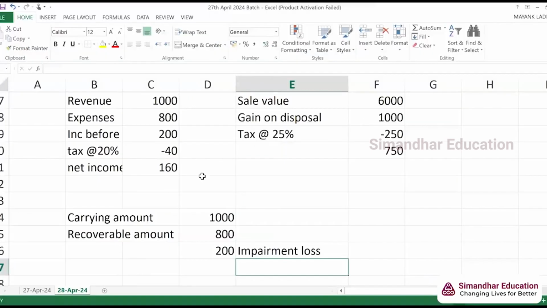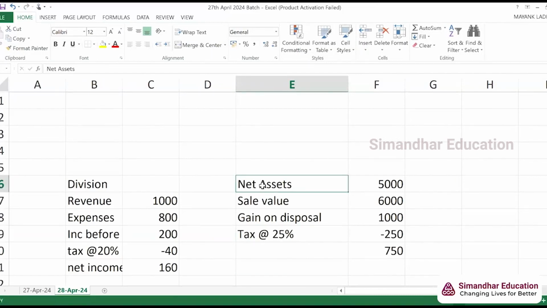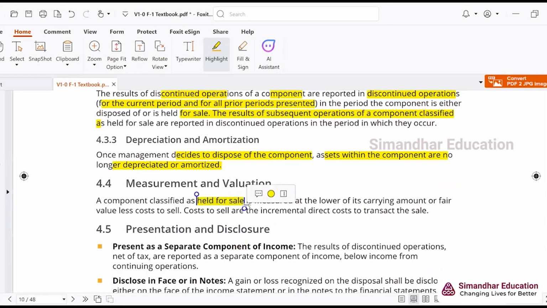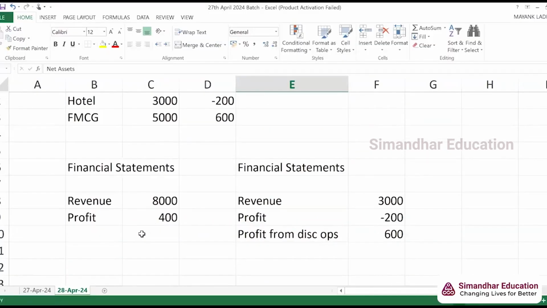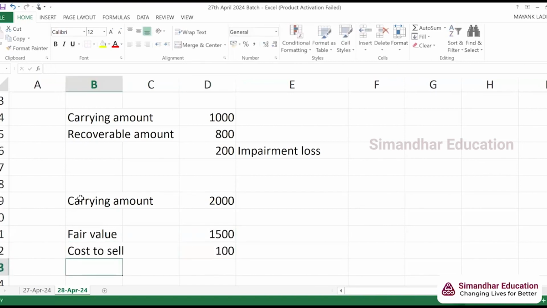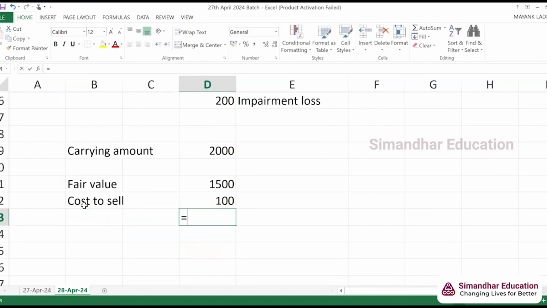So here we showed, right? We have some net assets. On these assets, whatever is the asset component, on that we will not charge any depreciation. A component which is classified as held for sale is measured at lower of its carrying amount or fair value less cost to sell. So something which I mentioned as recoverable amount here. So for example, if the carrying amount is 2000, fair value of the component is 1500, we'll incur cost to sell of 100. So the amount that you will receive is 1500 minus 100, 1400. So my carrying amount is 2000, my recoverable amount is 1400.